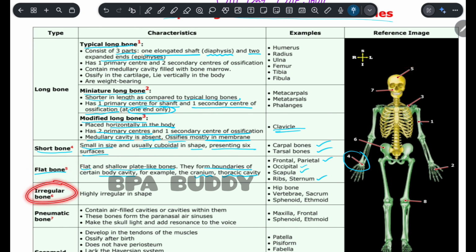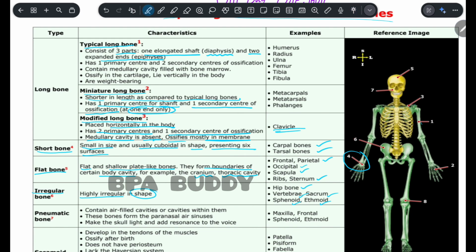Now comes irregular bone. The name suggests that it is highly irregular in shape, and examples are hip bone, vertebrae, sacrum, sphenoid, and ethmoid. You can see the hip bone right here, which is an example of irregular bone.